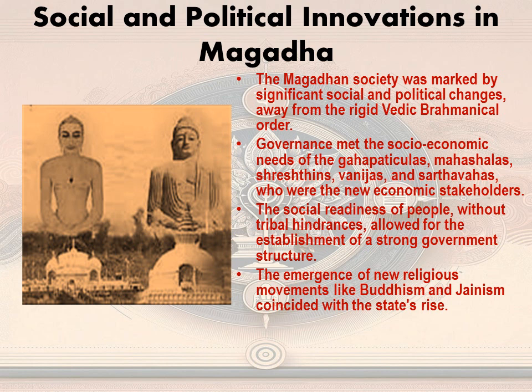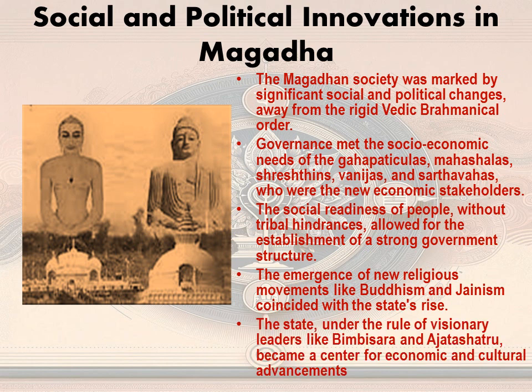The emergence of new religious movements like Buddhism and Jainism coincided with the state's rise. So Buddhism and Jainism were becoming popular because they were contemporary to each other, and along with that Magadha also became popular. So the rise of Magadha went hand in hand with the rise of Buddhism and Jainism, and thus even today we find Buddhism and Jainism have a lot of influence on the territory of Bihar and eastern Uttar Pradesh. The state under the rule of visionary leaders like Bimbisara and Ajatashatru became a center for economic and cultural advancement. So there were many great rulers who helped Magadha's rise to power, rulers like Bimbisara, Ajatashatru and also later the Nandas.